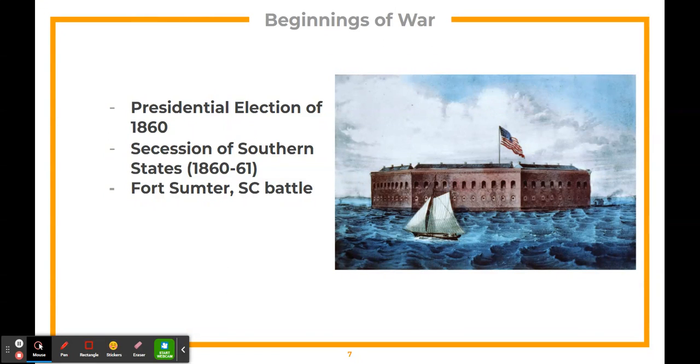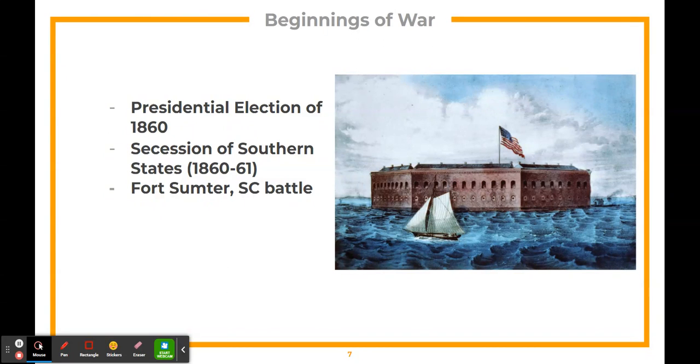And many other southern states, 10 of them, followed South Carolina, and they created a government at Montgomery, Alabama, and formed the Confederate States of America with their own constitution. One of the first significant battles was the Fort Sumter battle. This basically marked the beginning of the war.